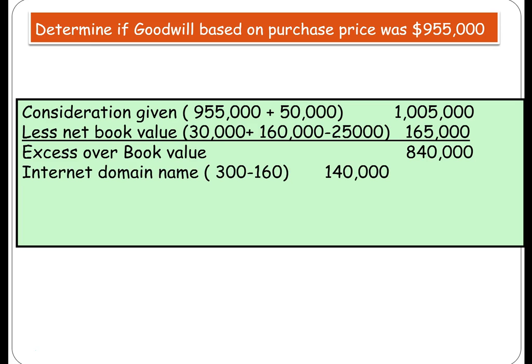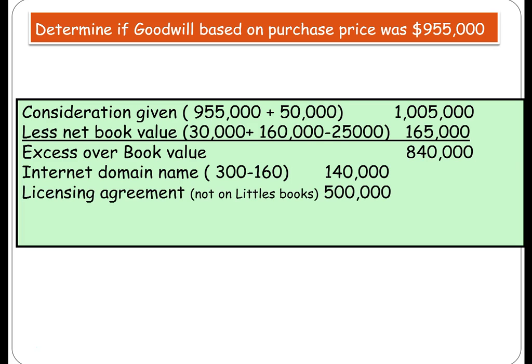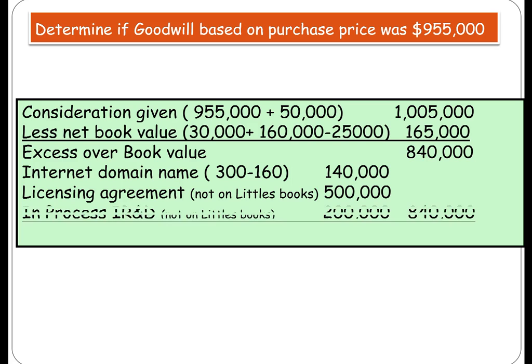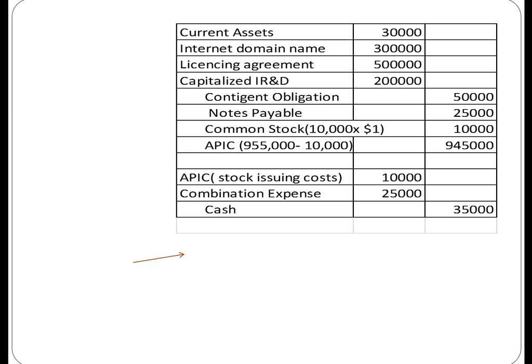We then have the differences for our undervalued licensing, which is not on the books at all, and we have the in-process R&D that's not on the books at all. We add those up, and we get $840,000, which means in this example we have no goodwill. Now let's look at the journal entries if the sub was dissolved. Here's what they would look like.